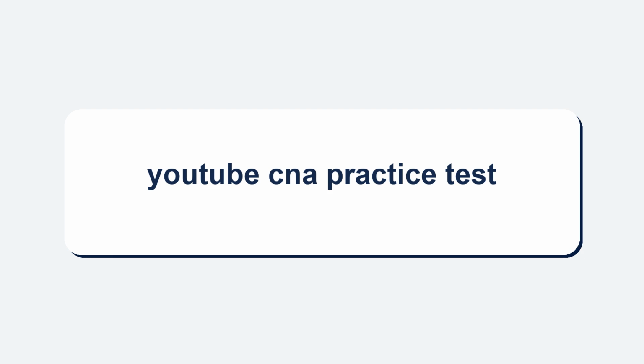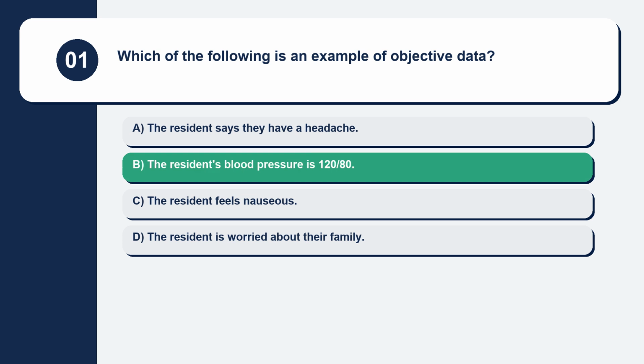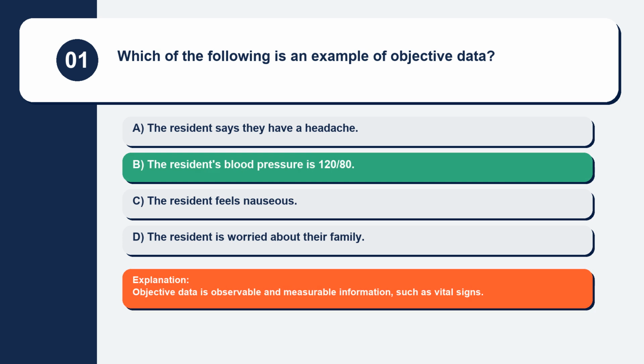YouTube CNA practice test. Question 1. Which of the following is an example of objective data? The resident says they have a headache. The resident's blood pressure is 120/80. The resident feels nauseous. The resident is worried about their family. Objective data is observable and measurable information, such as vital signs.